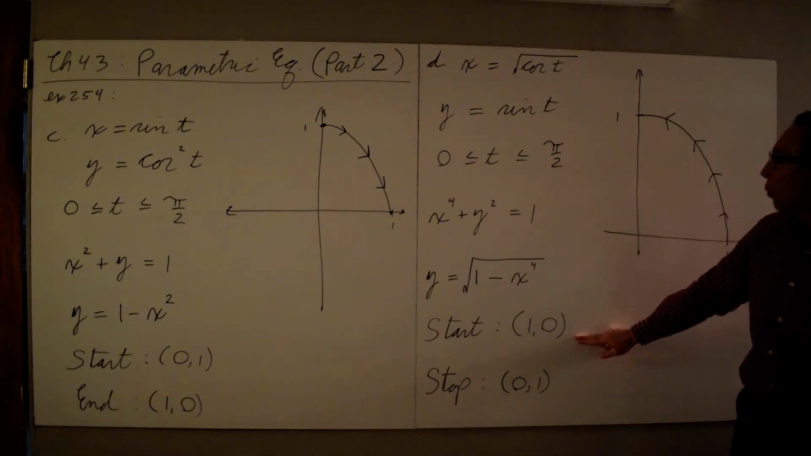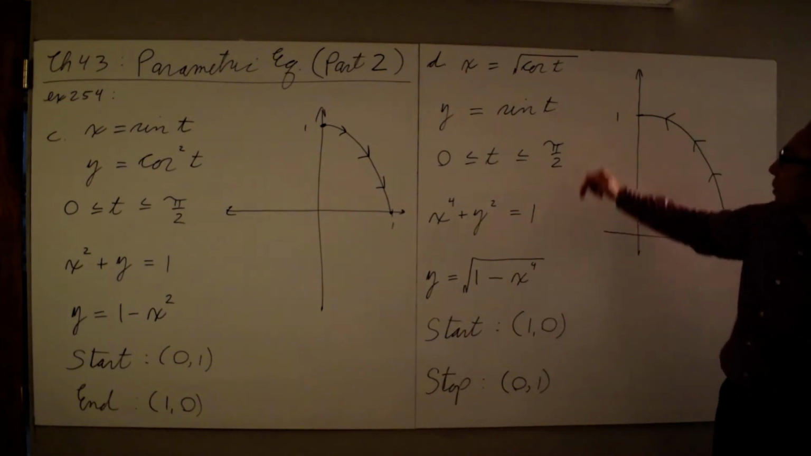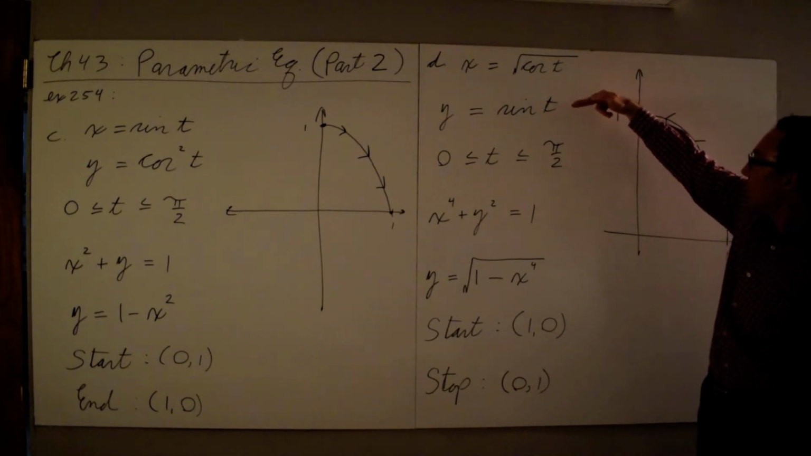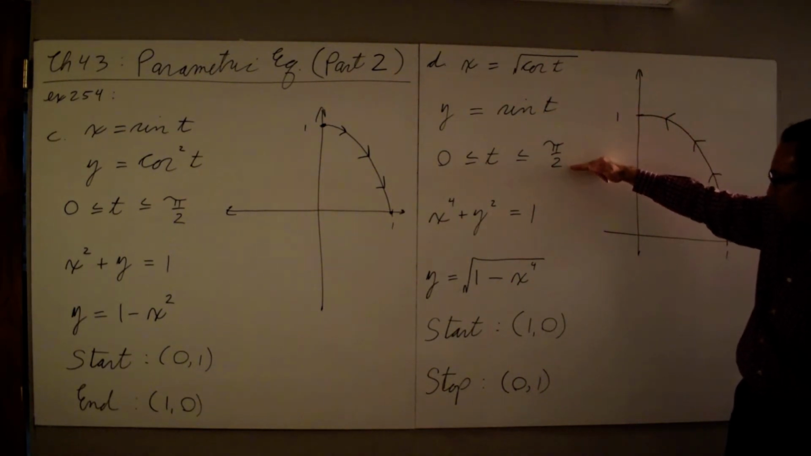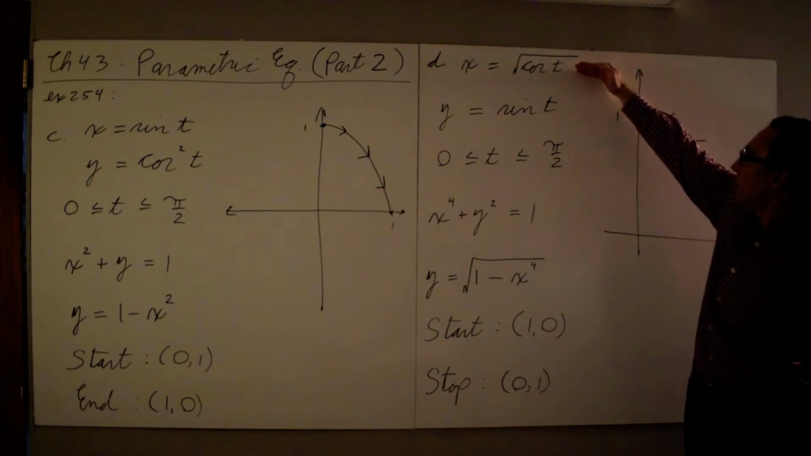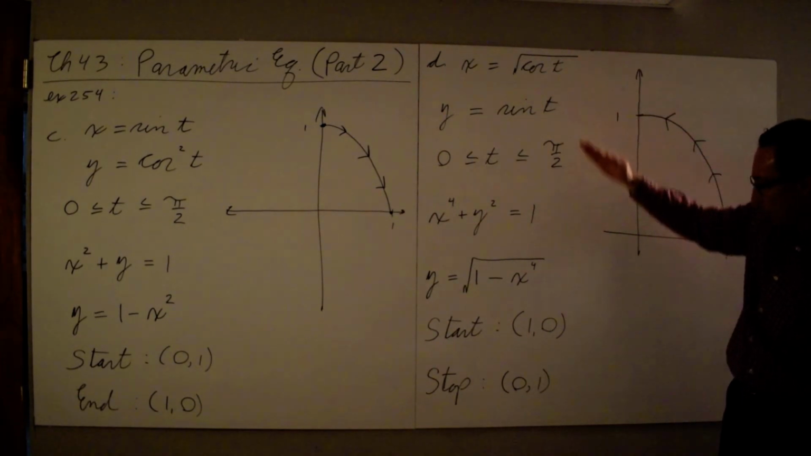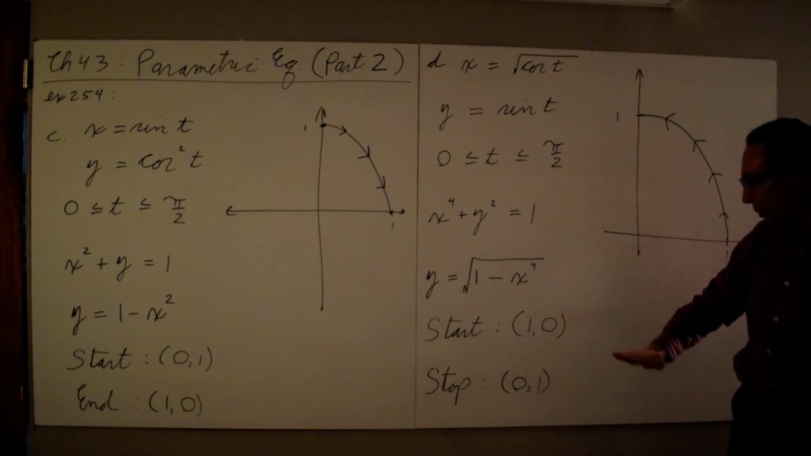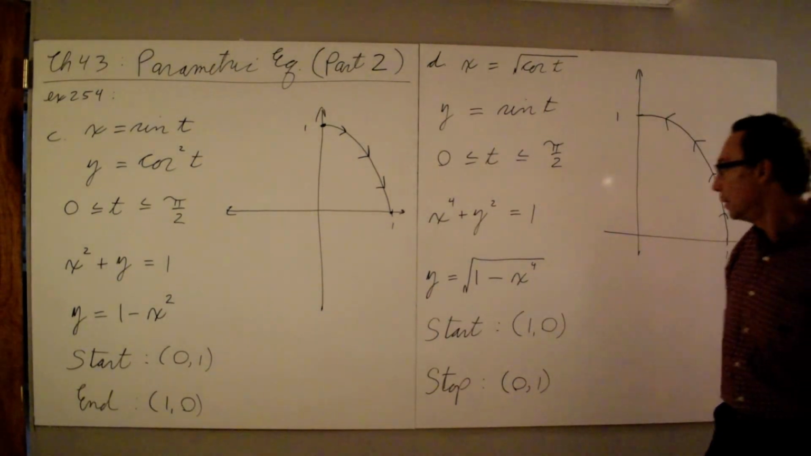We start at the point 1, 0. When t is 0, x is 1, y is 0. When t is pi over 2, x is 0, and y is 1. So we start at the point 1, 0, we stop at the point 0, 1.